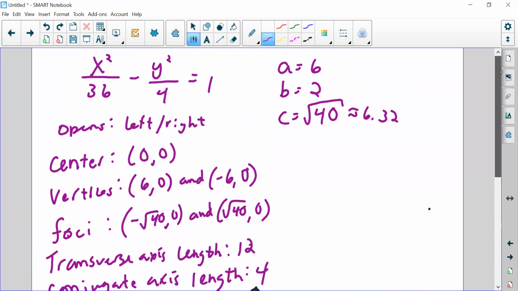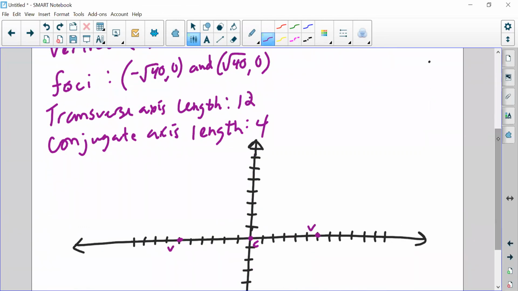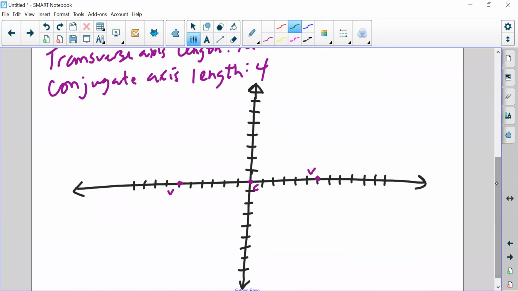Focus, square root, that's 6.3. All right, so that's 6.3. There's my focus, 6.3. Here's the focus. Next.